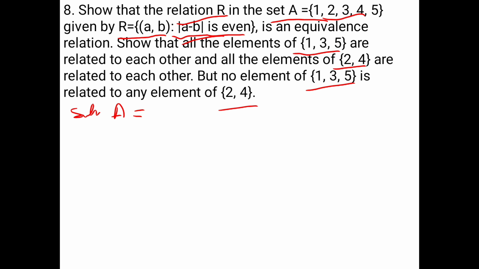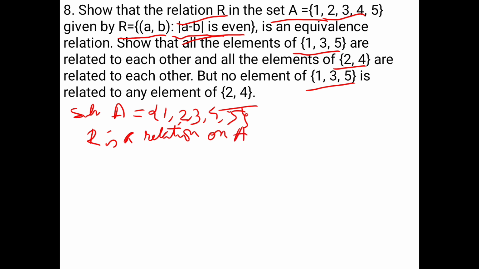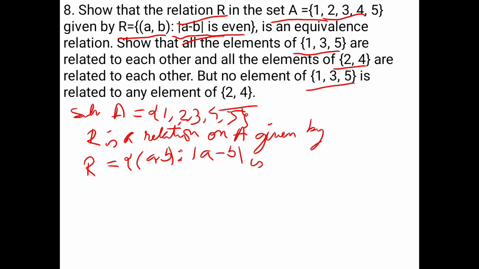Set A has elements 1, 2, 3, 4, 5. R is a relation on set A given by R equal to (A, B) such that the difference of A and B is even. Now let's check.